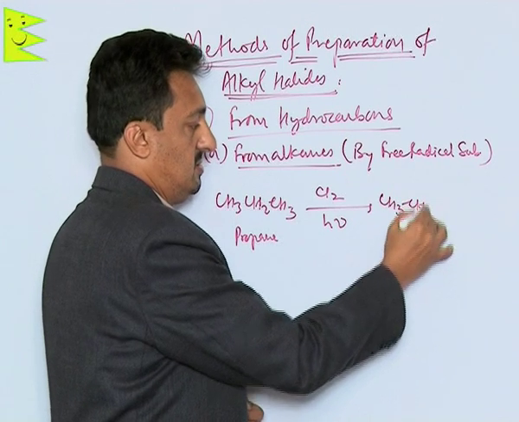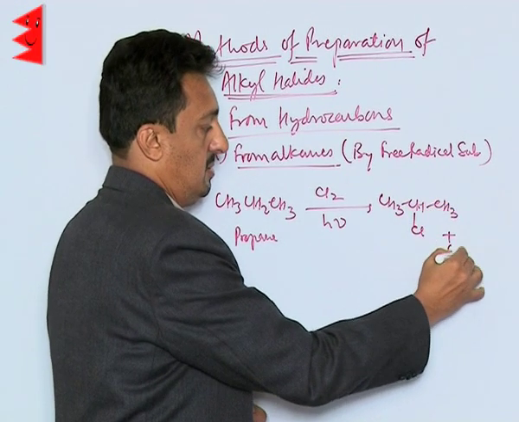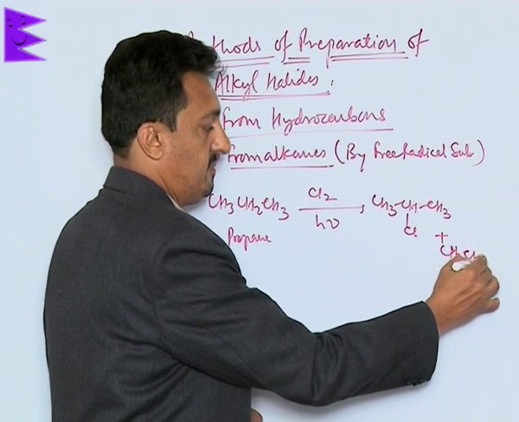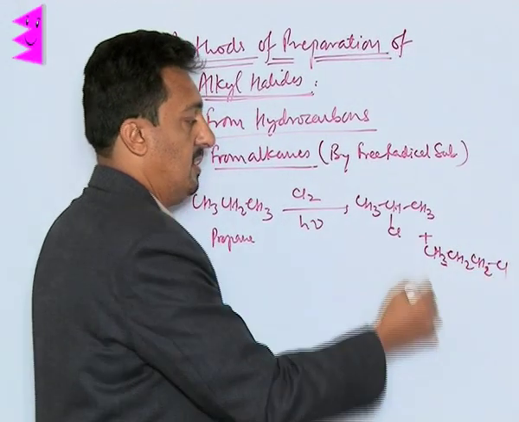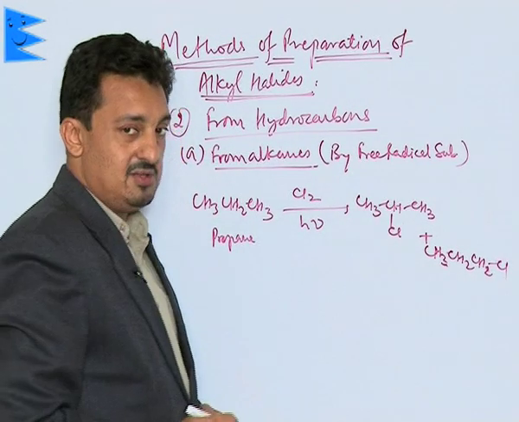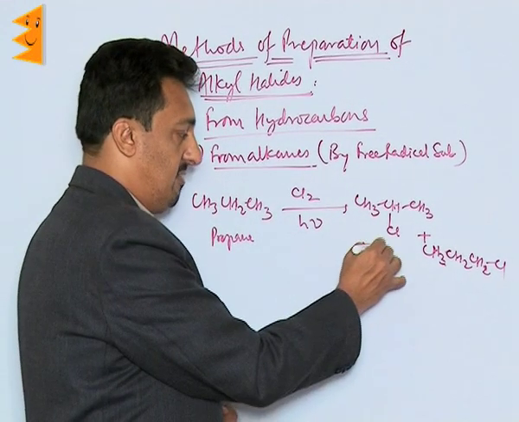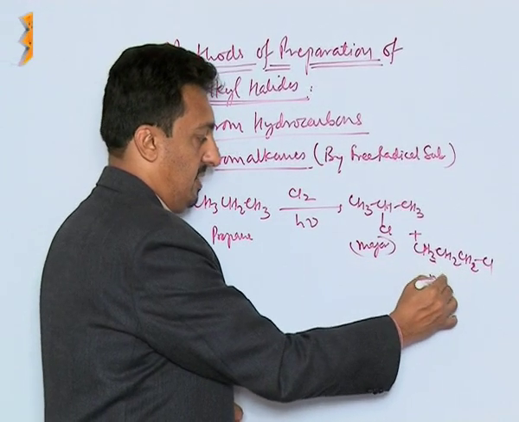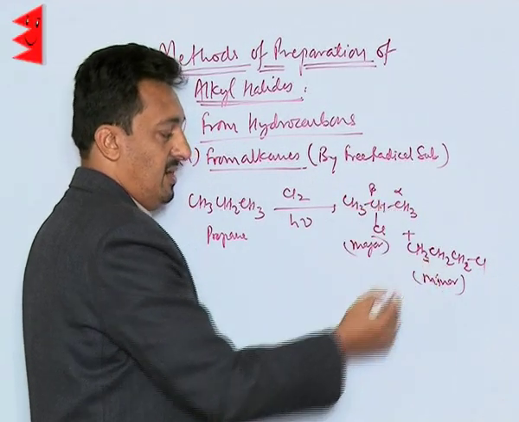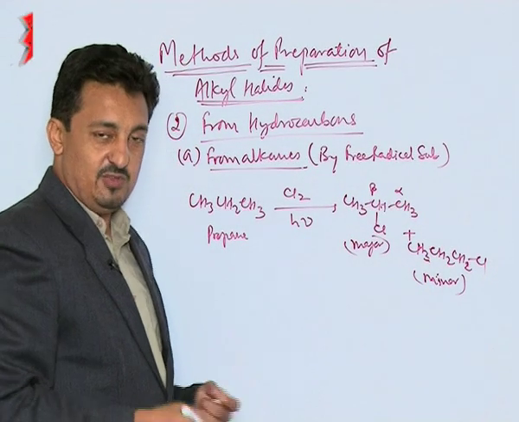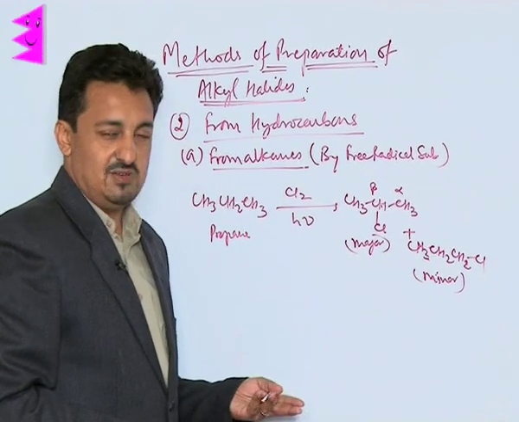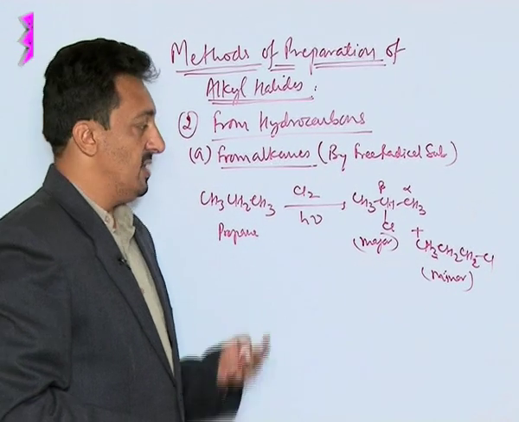gives us what? All sorts of substituted products, like we get isopropyl chloride as well as n-propyl chloride. Though we know that this will be the major product, this will be the minor product. The reason is that both alpha as well as beta hydrogens are being substituted by chlorine by the free radical mechanism, and since beta is giving us a more stable alkyl halide, definitely the isopropyl is formed in a major quantity.